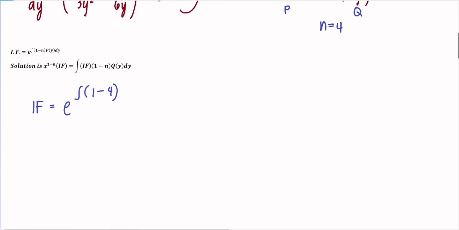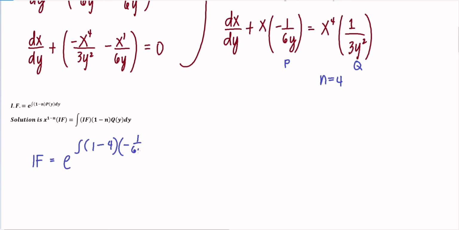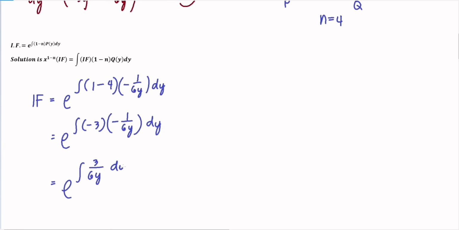Okay? So, balik tayo sa integrating factor. So, e raised to the integral of 1 minus 4 times p natin na negative 1 over 6y dy. Okay? So, simplify natin. So, e raised to the integral of 1 minus 4 is negative 3 multiplied by negative 1 over 6y dy. So, e raised to the integral of negative 3 times negative 1 is positive 3. So, we will have positive 3 over 6y dy. So, simplify pa more. So, e raised to the integral of 3 over 6 is 1 half. So, we will have 1 over 2y dy.